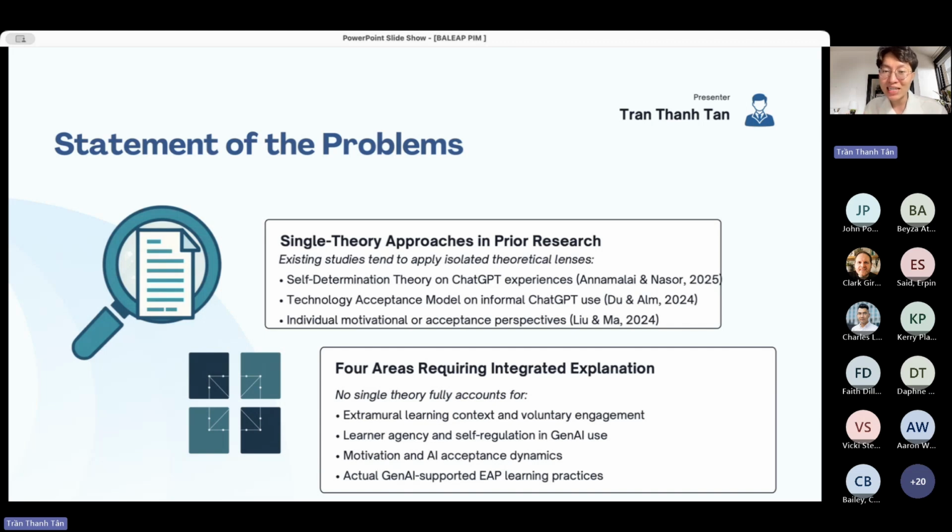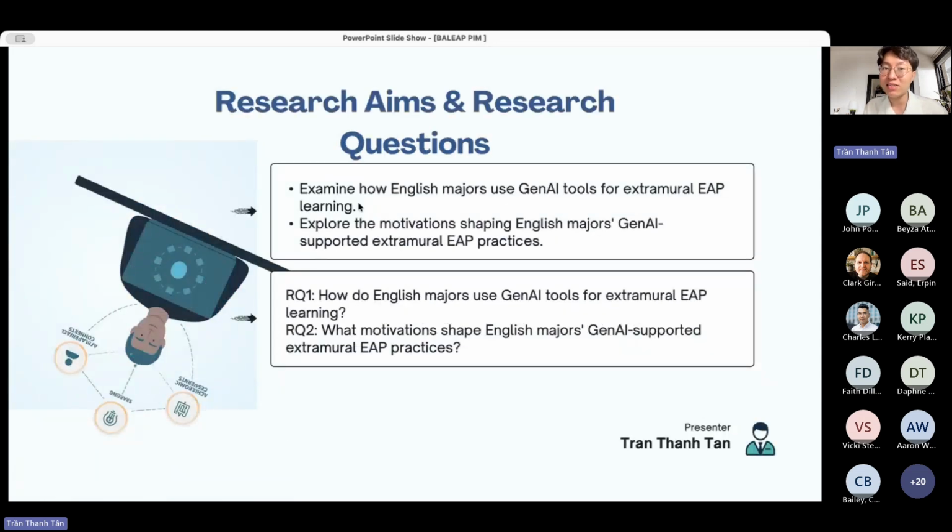I think no single theory fully accounts for the extramural learning context, learner agency, motivation, AI substance, and actual GenAI-supported learning practices. Therefore, this paper is conducted with two aims. The first is to examine how English majors use GenAI tools for their extramural learning, and the second is to explore their motivation shaping their extramural practices, with these two research questions. So please take 5 seconds to read the research questions here.